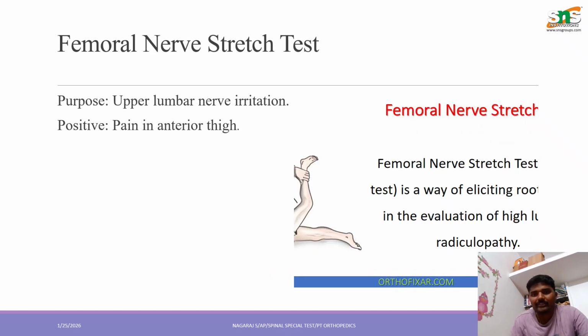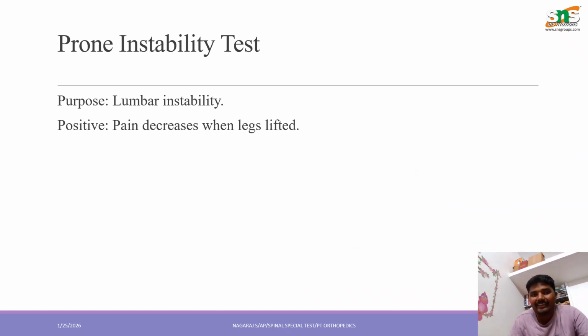Then the femoral nerve stretch test is mainly for lumbar nerve irritation, positive for pain in the anterior thigh. The femoral nerve stretch test is a way of eliciting upper lumbar radiculopathy. Then the prone instability test, purpose lumbar instability, positive when pain decreases when the leg is lifted.